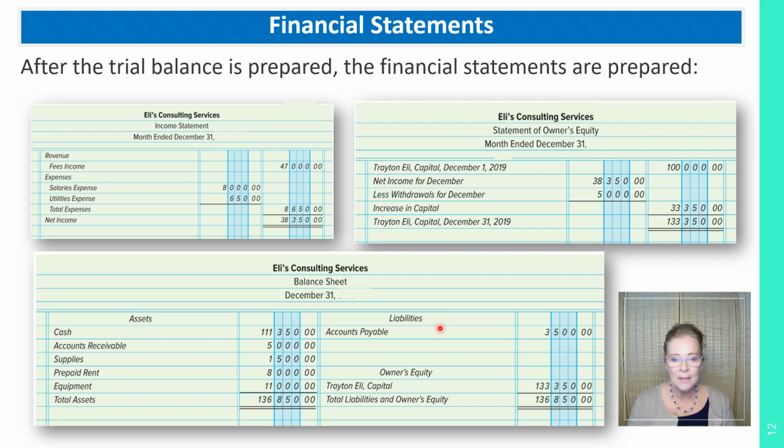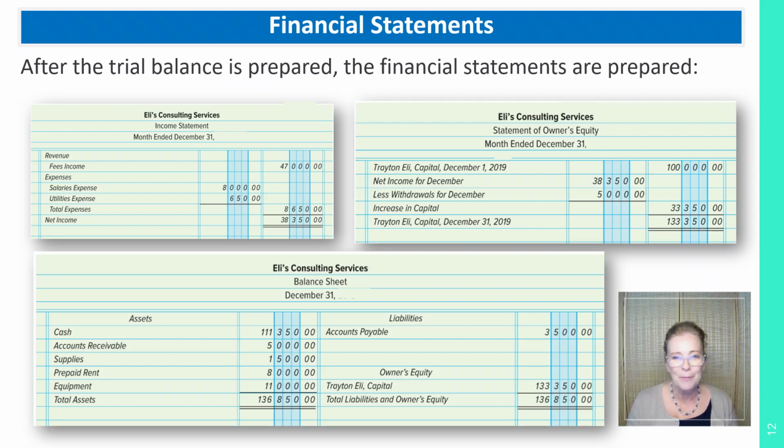And we list our liabilities on the right side, starting with accounts payable, $3,500. We then list owner's equity, which we transferred from the statement of owner's equity of $133,350 for a total of $136,850. And we again see that our accounting equation of assets equals liabilities plus owner's equity still holds true. $136,850 on one side and $136,850 on the other side.